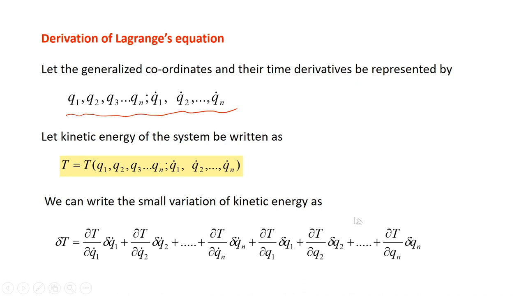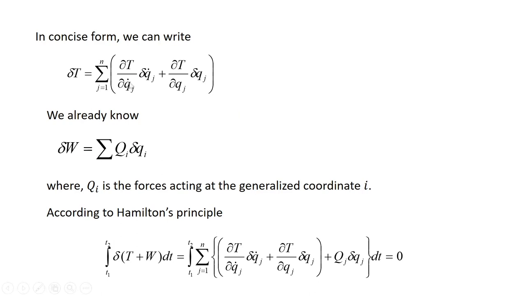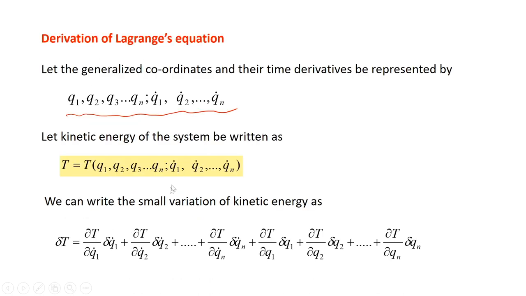The displacement terms in most cases are 0, because the kinetic energy T does not depend on the displacement in general. So all these terms vanish in most cases, but in a few special cases, just as the spring pendulum we discussed in one example, the kinetic energy may also be dependent on the displacement coordinate. So we have got δT, the variation of kinetic energy. Now, in concise form we can write the summation j equal to 1 to n of ∂T/∂q̇j δq̇j plus ∂T/∂qj δqj. So this earlier expression is now expressed in summation form.